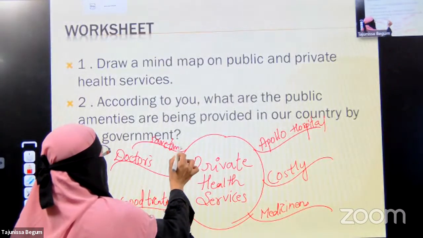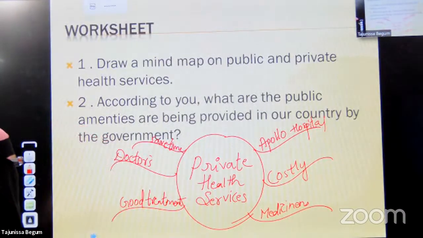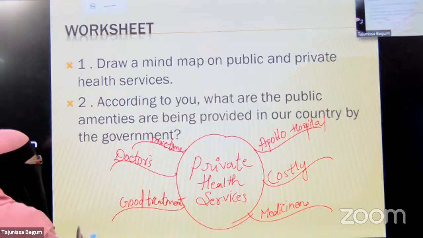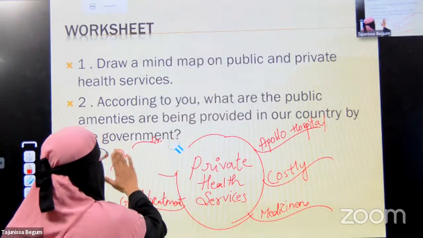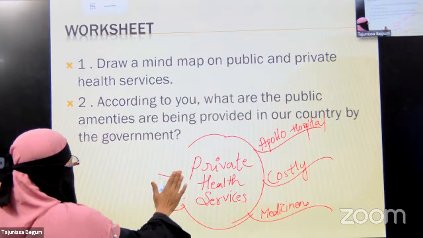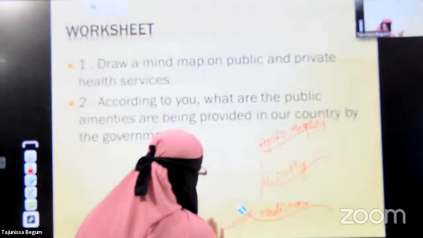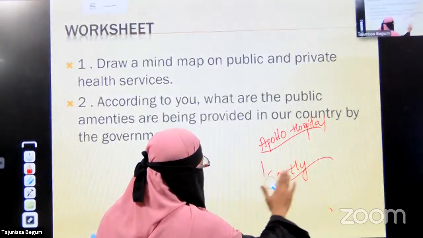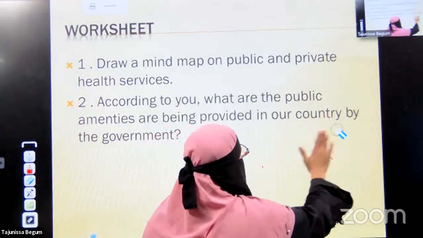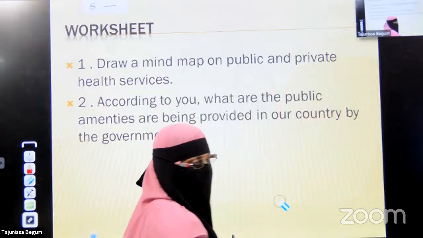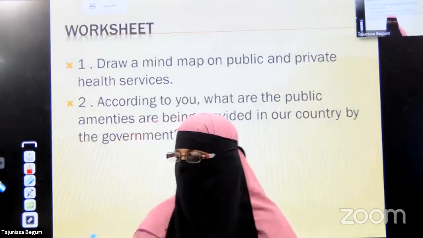So in this way, we can make different types of mind maps regarding public health and private health services. Is it clear? But it is costly. The people have to pay for the treatment. Whereas in public health services, the government is going to give free treatment for the people. In private, they have to pay for each and every test, each and every report. Next we'll see.